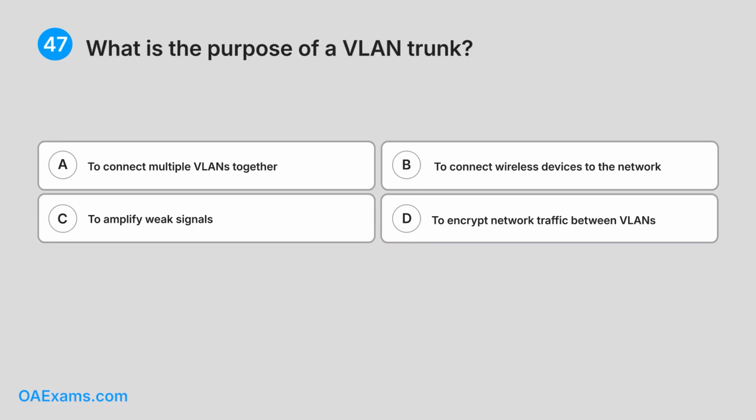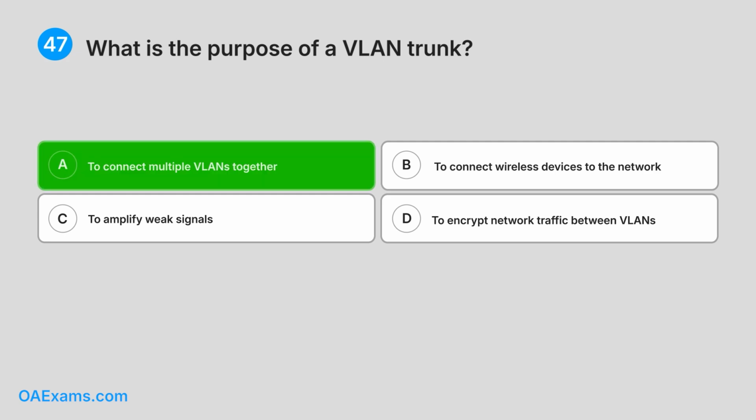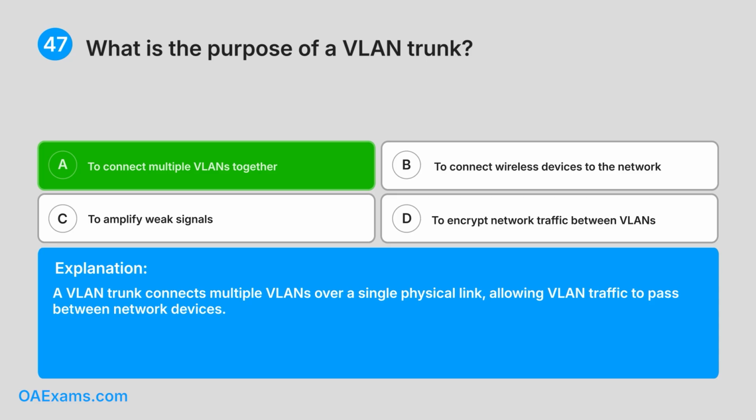47. What is the purpose of a VLAN trunk? A. To connect multiple VLANs together. B. To connect wireless devices to the network. C. To amplify weak signals. D. To encrypt network traffic between VLANs. Do you know the answer? Correct answer: A. To connect multiple VLANs together. Explanation: A VLAN trunk connects multiple VLANs over a single physical link, allowing VLAN traffic to pass between network devices.